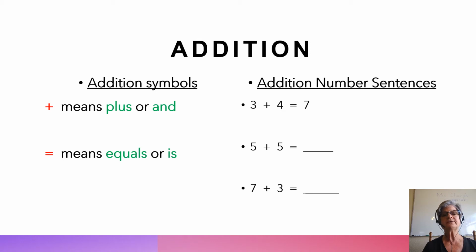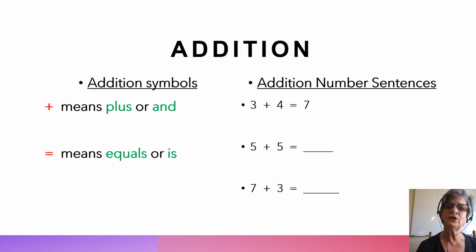Okay, we're going to review the math concept of addition. If you look on the left-hand side, we have written some addition symbols. The plus, that looks like a T in red, means plus or "and" in addition number sentences. Below it, we've written an equal sign in red. That means equals or "is" in an addition math sentence. Both of them are very important to learn.